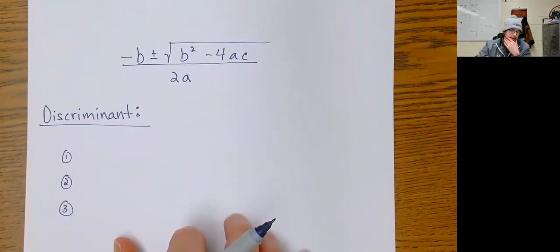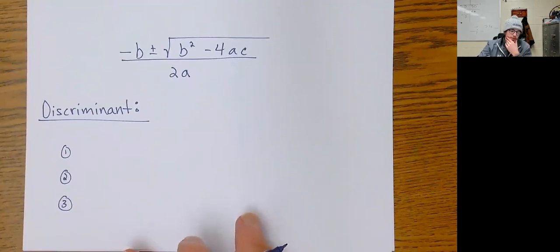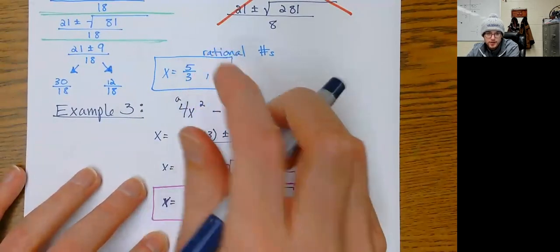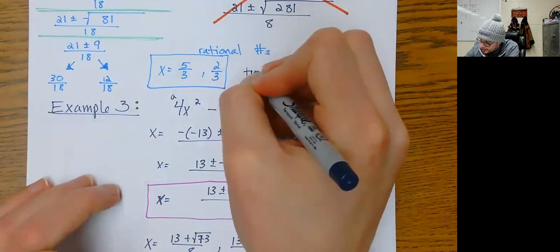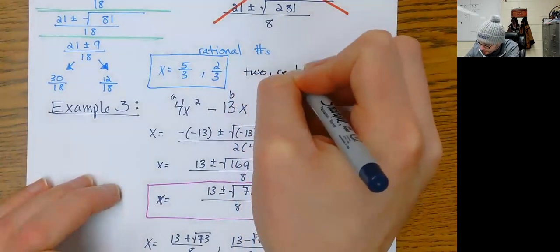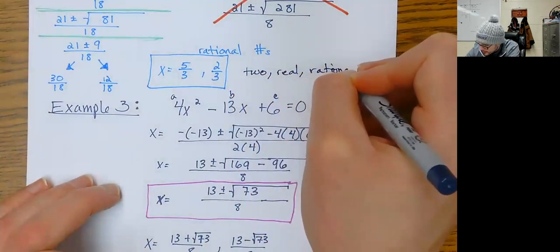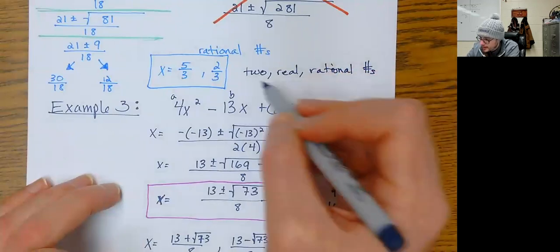Okay, so very last thing, the discriminant. So this will be important. The discriminant tells you a lot about the types of solutions that you'll be getting. And for my students tomorrow, so far we've gotten two real solutions, right? So far, this answer, we got two real rational numbers or solutions. All right.